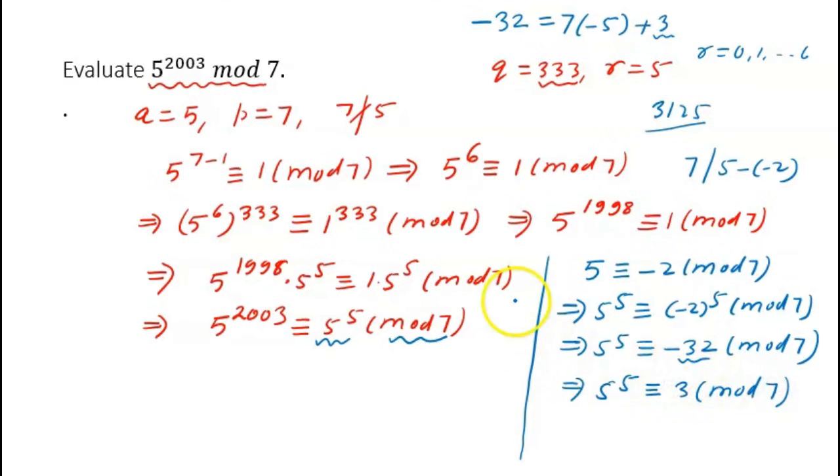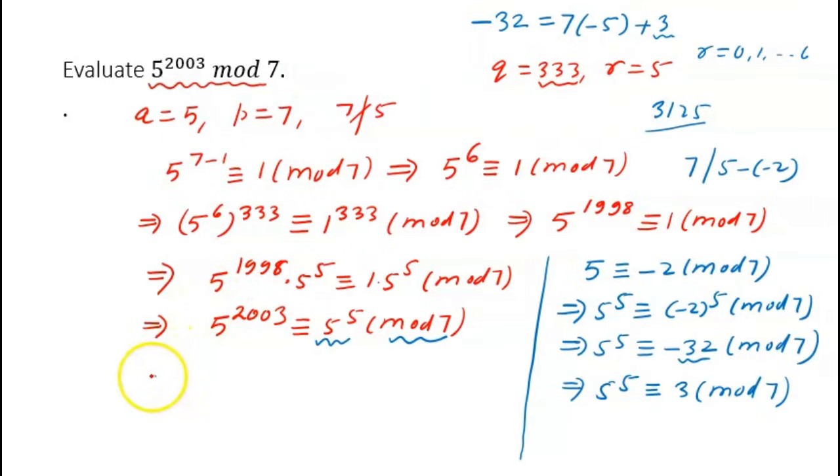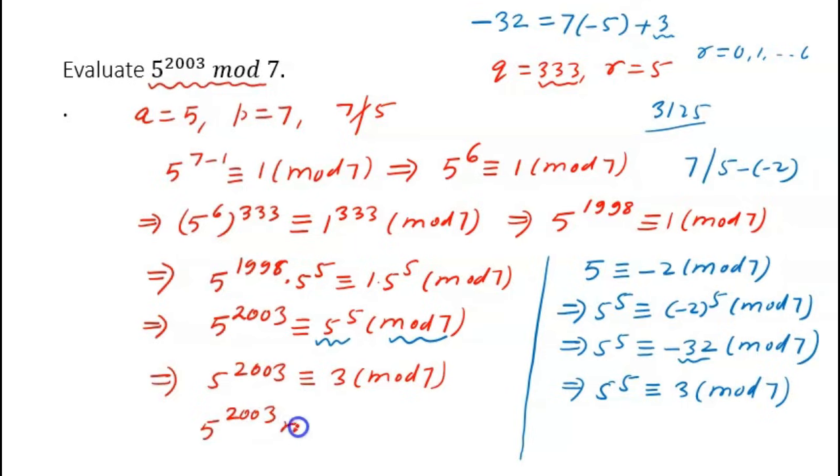Yes. So continuing the original problem, I can write 5 to the power 2003 is congruent to 3 modulo 7. Because 5 to the power 5 modulo 7 is 3, so 5 to the power 2003 is congruent to 3 modulo 7. So what is the answer now? The answer is that 5 to the power 2003 modulo 7 is equal to 3, and that is what I was looking for. I hope this is clear.